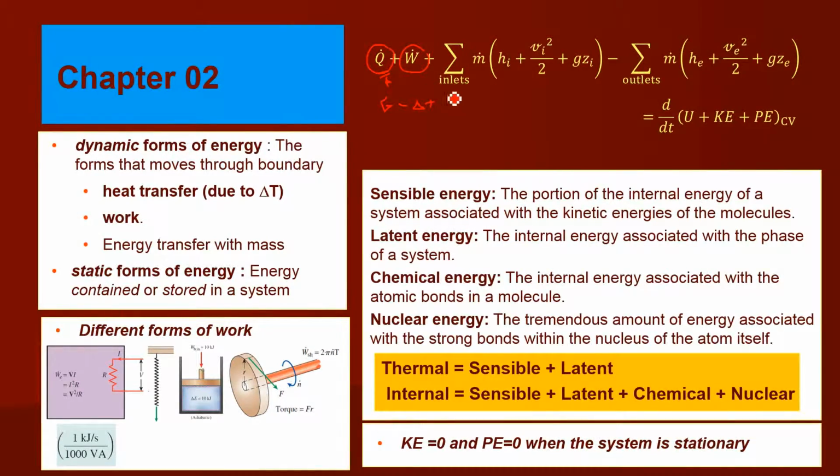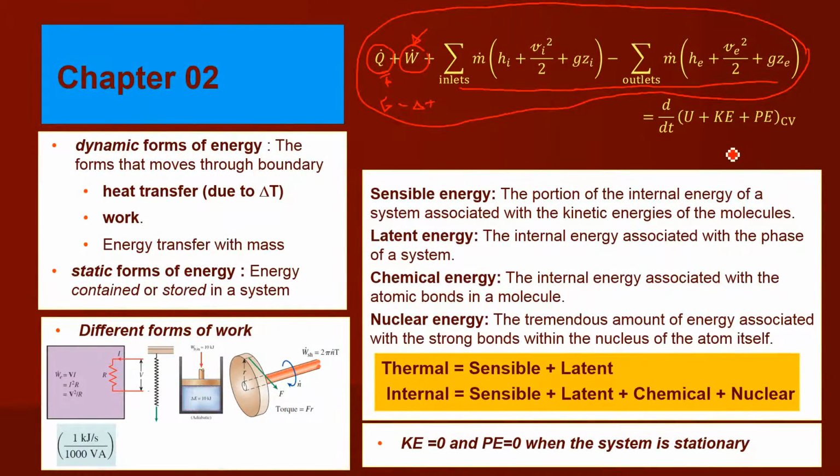And then we have work here. So this is work. Work can be different forms, for an example, shaft work, electrical work, or spring work. And then we have energy that is crossing the boundary due to mass flow rate. So remember, the left side of the energy balance equation represents energy crossing the boundary of our selected system, and the right hand side has energy within the system.